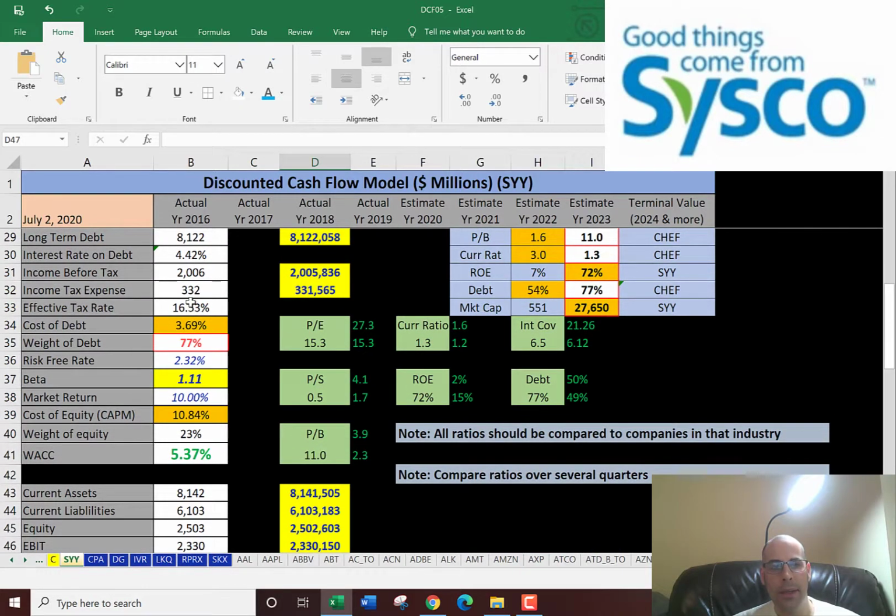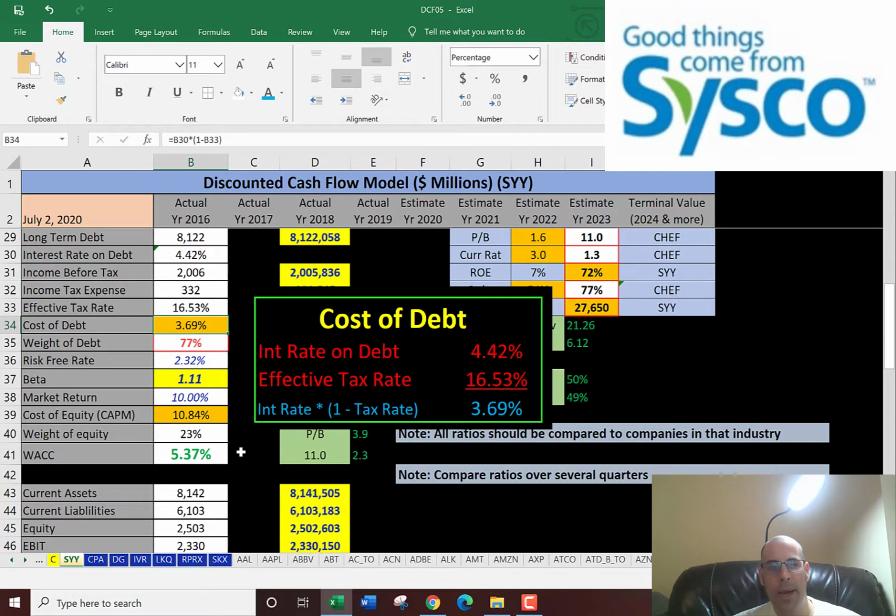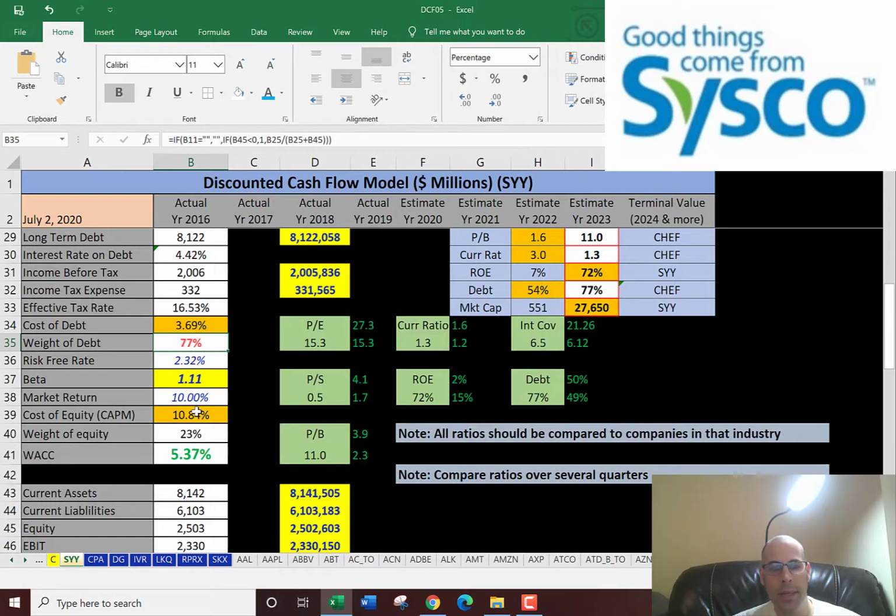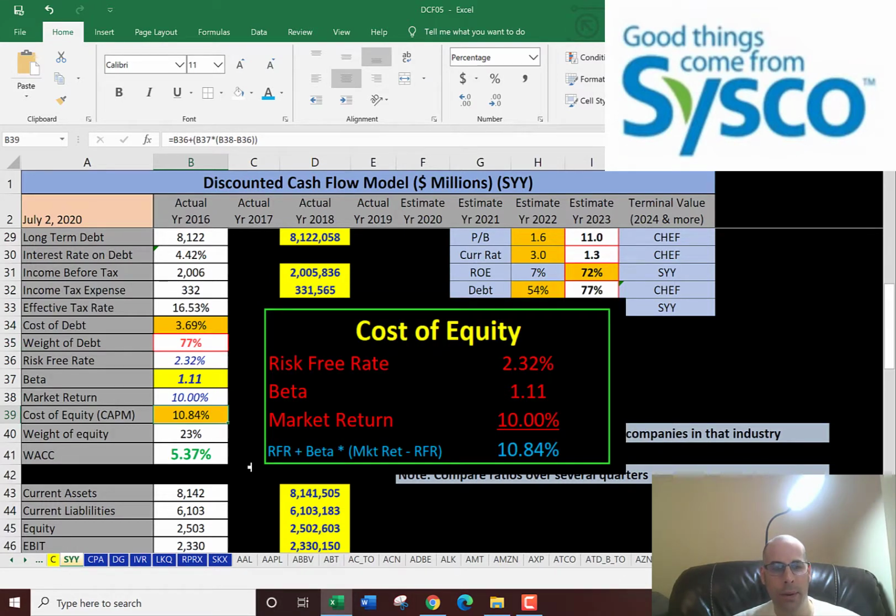So now let's look at the weighted average cost of capital. First, we need the cost of debt to figure that out, which is 3.69%. And this company has 77% debt in that capital structure. And then we need the cost of equity, which is 10.84%.